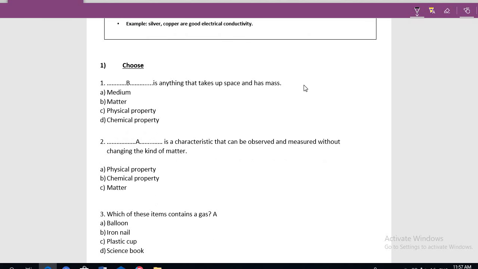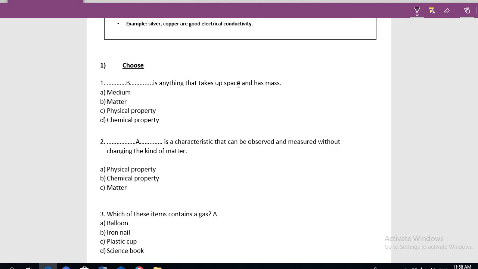Matter is anything that takes up space and has mass. Any matter, whether solid, liquid or gas, is anything that takes up space and has a mass. As a gas has a mass and takes up space, it's called matter. So anything that takes up space and has mass is called matter.